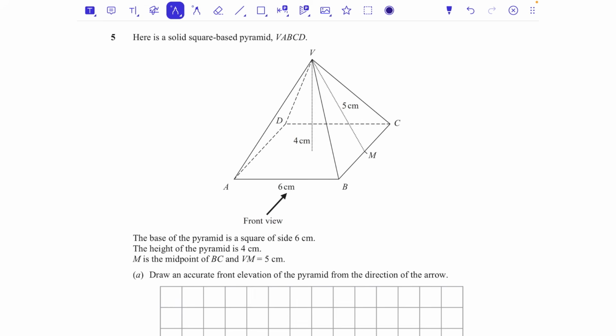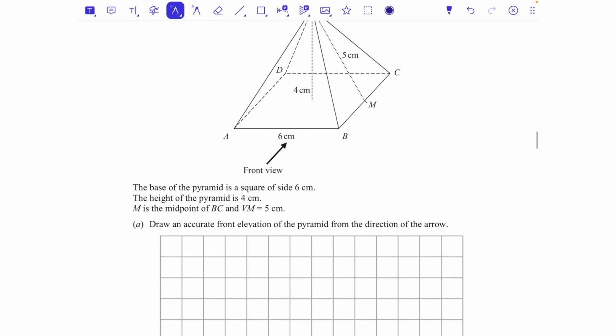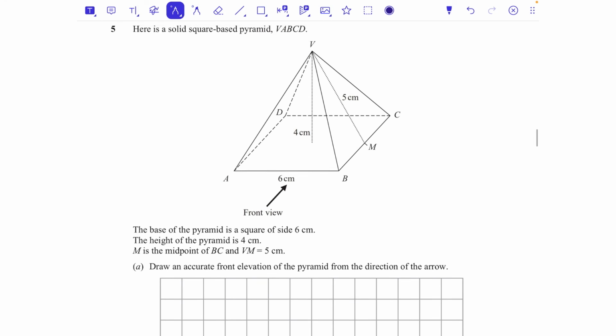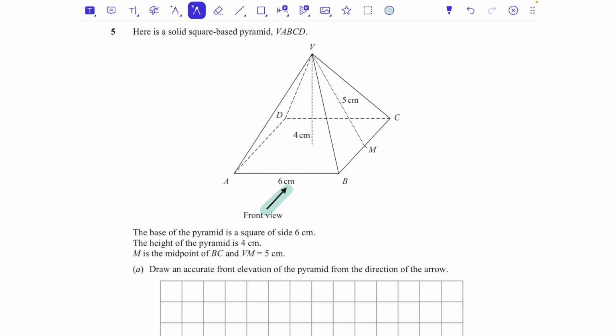Here is a solid square-based pyramid, VABCD. The base of the pyramid is a square of side 6. The height of the pyramid is 4, so that's going straight up. M is the midpoint of BC, and VM equals 5. Draw an accurate front elevation of the pyramid from the direction of the arrow. So they're asking you, if we're looking at it from this direction, what would it look like in 2D? What would it look like straight on?